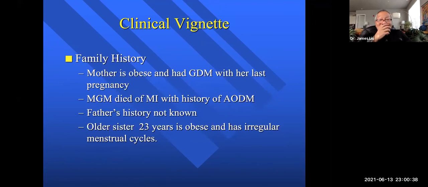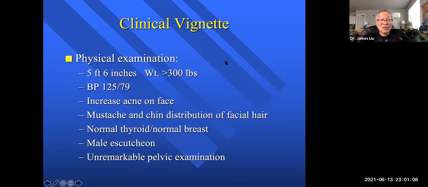So significant, her family history: mother is also overweight. Mother had gestational diabetes with the last pregnancy. Mother is not in menopause at this point. Maternal grandmother died of a myocardial infarction, and also had a history of adult onset diabetes type 2. Father's history is not known, and she has a younger sister who is obese and has irregular menstrual cycles.